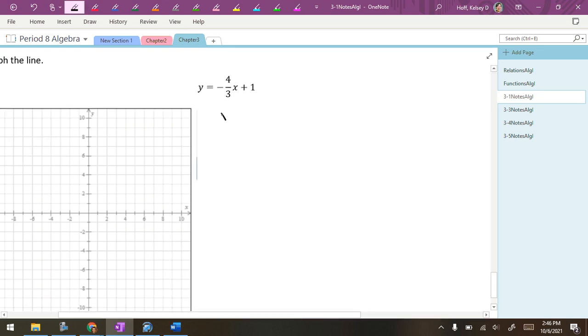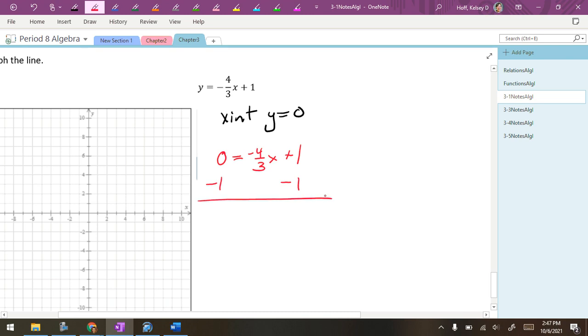So I ask you again, what do you know about every x-intercept? y equals 0. So we take our equation and we take y out and replace it with 0. 0 equals negative 4/3 x plus 1. Now, just pretend that this is an equation from chapter 2. How do I solve for x? Minus 1 to both sides. 0 minus 1 is negative 1 equals negative 4/3 x.